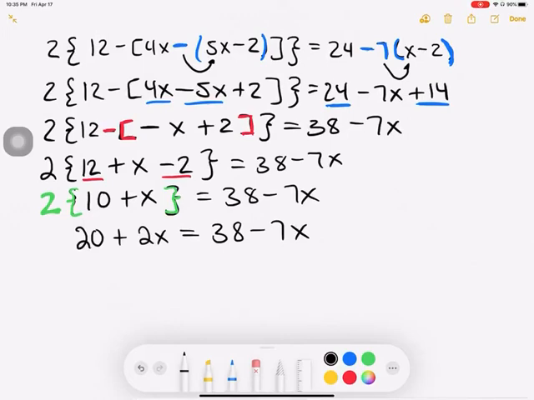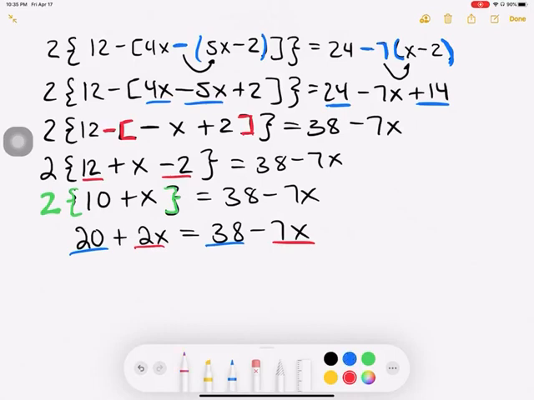Okay, so I have to decide where am I going to send the letters and where am I going to send the numbers. So terms with letters, I have a 2x and a negative 7x, and terms with only numbers, I have 20 and 38. So I have to send the red terms to one side and the blue terms to the other side. Okay, so I'm going to start sending the red terms to the left side.